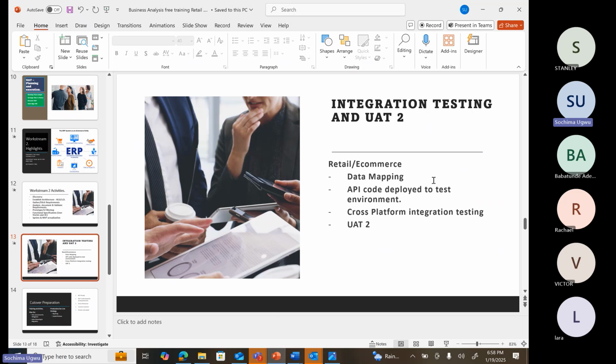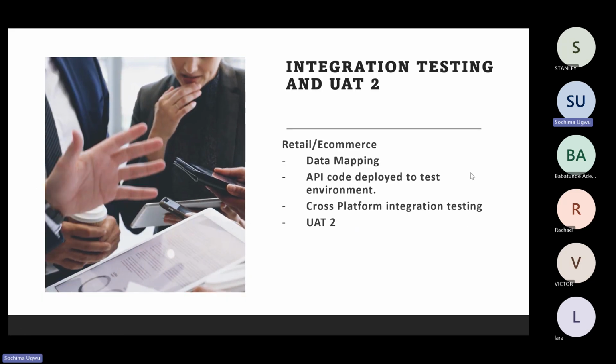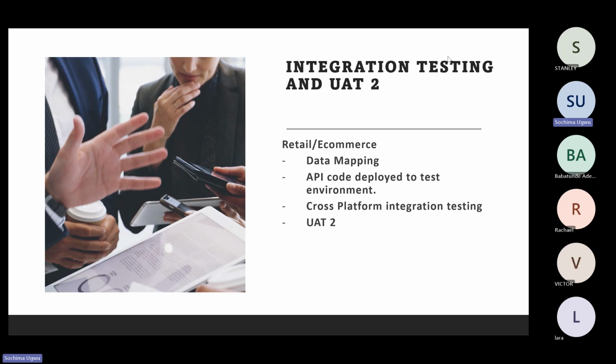Okay, so we do our data mapping, and at this point, as we are getting very, very close to the deployment, the API code will now be deployed to the test environment. Deploying it to that test environment will help us to carry out the integration testing. And once again, we might then start looking to go ahead with our UAT2.